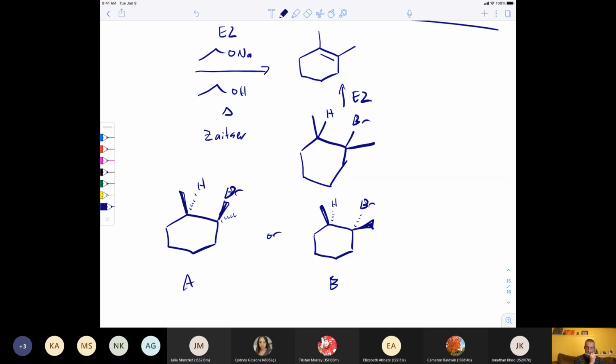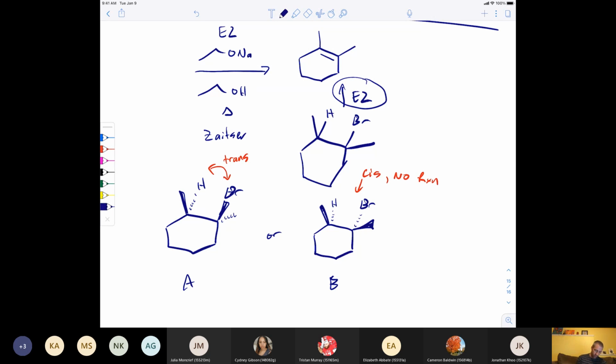A is the correct one, B is the incorrect one, because remember what we're asking for. We're asking for an E2, and that means that the beta hydrogen and the leaving group have to be anti to each other. That's only possible on a ring when they're trans. So these two have those two groups trans, whereas this one, they're cis, and no reaction.